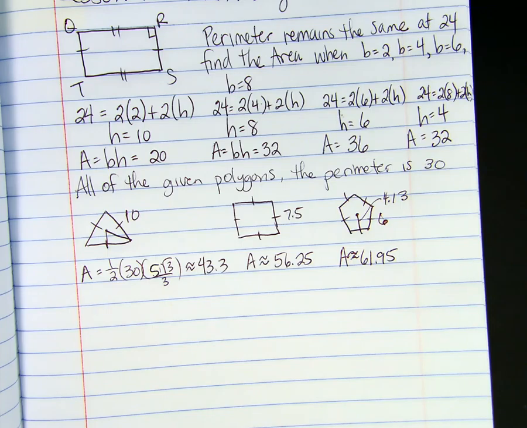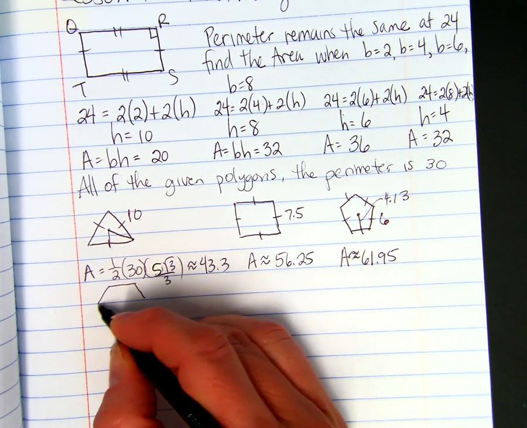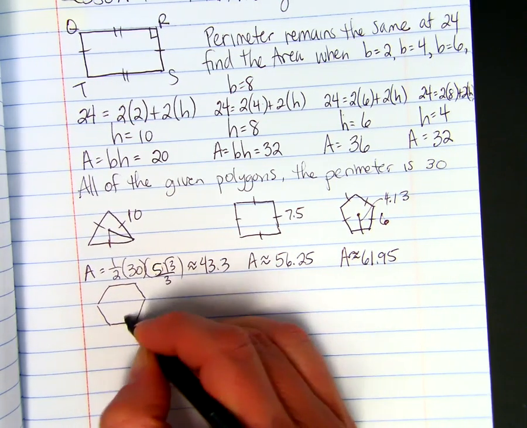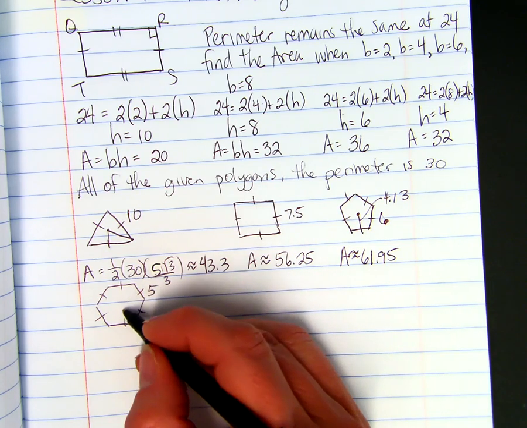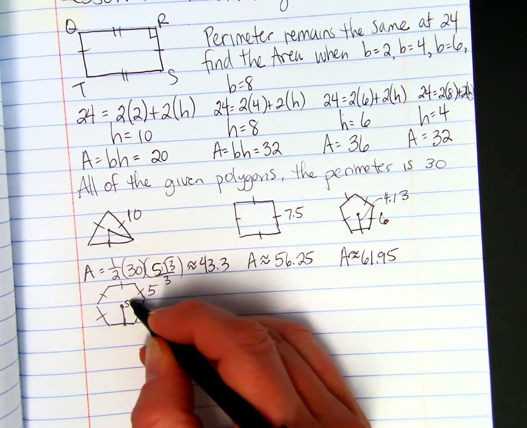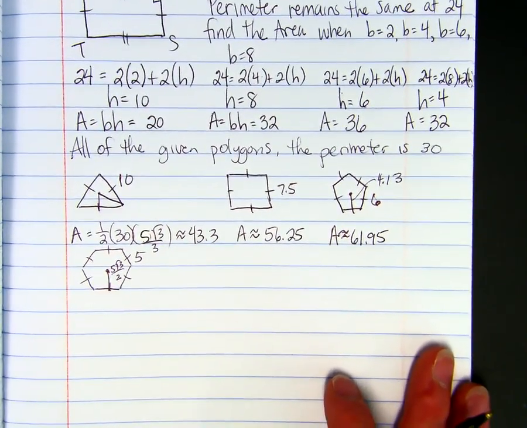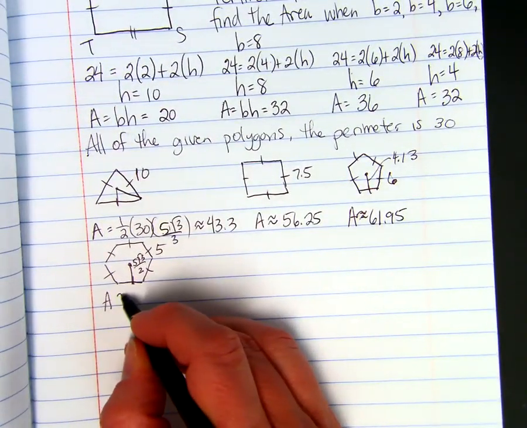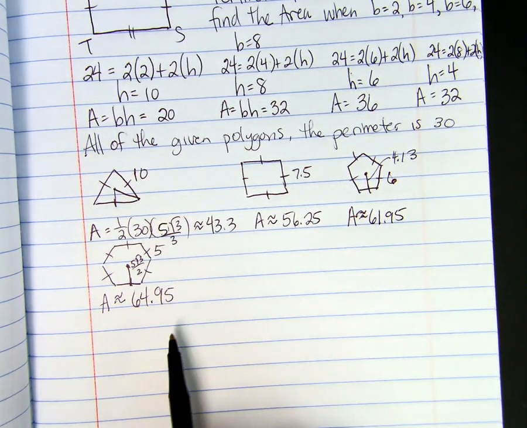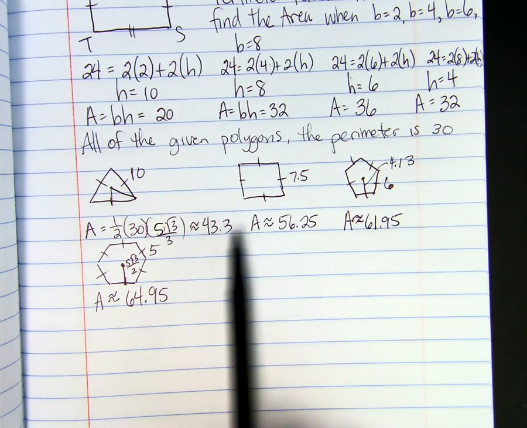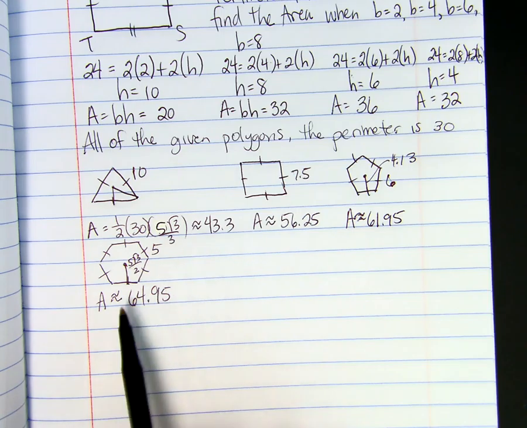Then we're going to do a hexagon with a perimeter of 30. So that means one side is 5. The apothem is 5 root 3 over 2. So the area will be approximately 64.95. Notice that as we increase the number of sides, keeping the same perimeter, the area is getting bigger.